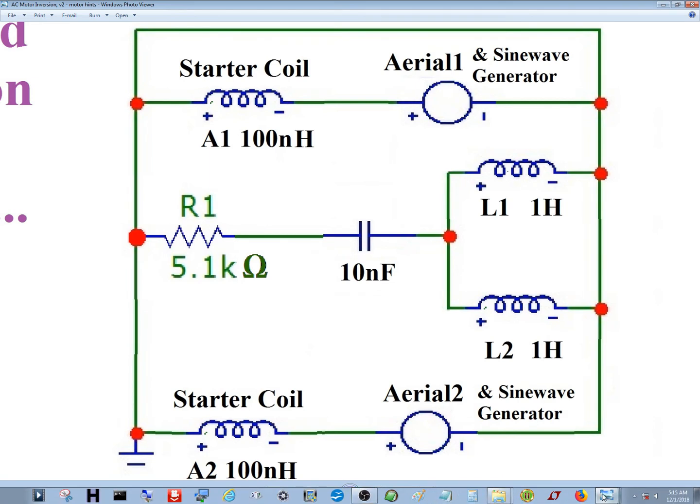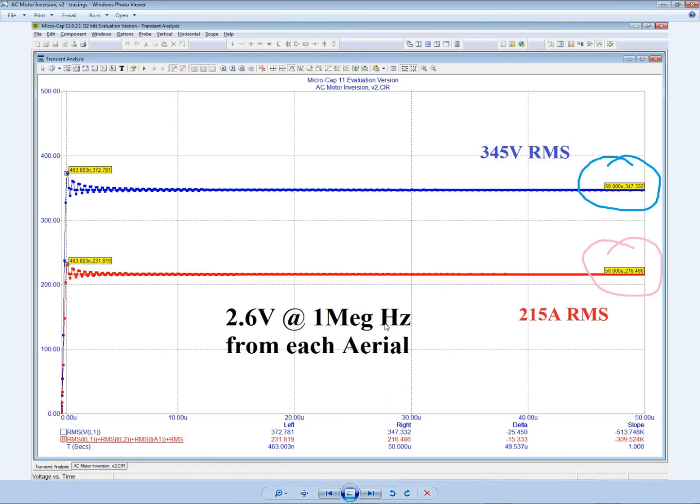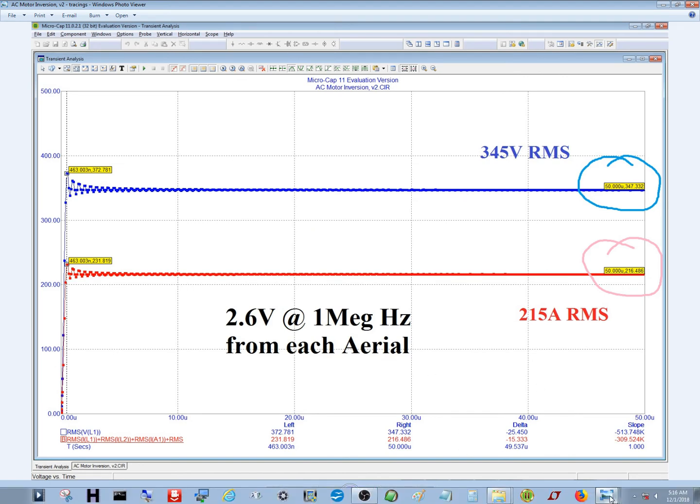Now, let me go back to the tracings. So I did a tracing, and I finally learned how in MicroCap to make it spit out an RMS output, because I always want the RMS, since it's an AC sine wave that's rippling through all parts of the circuit. And by the way, I have to cover one thing before I forget, a very important thing.